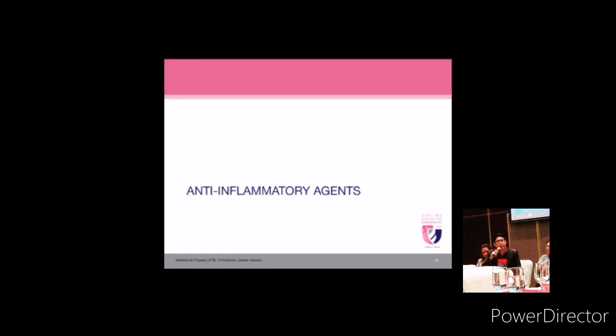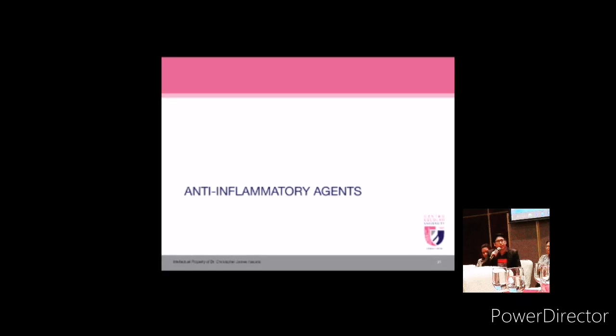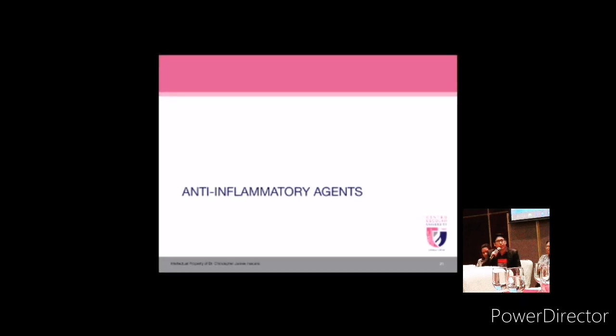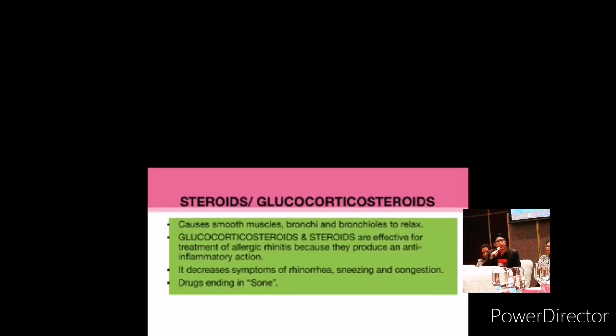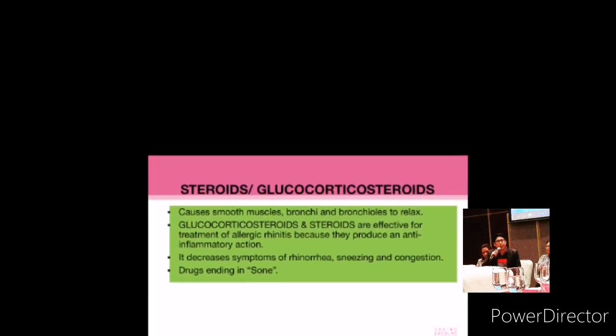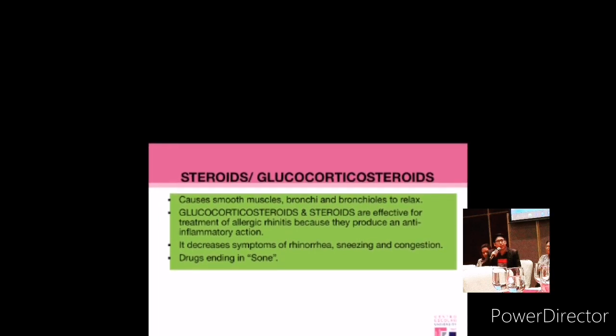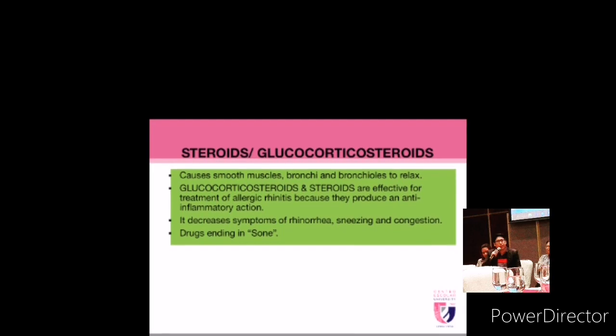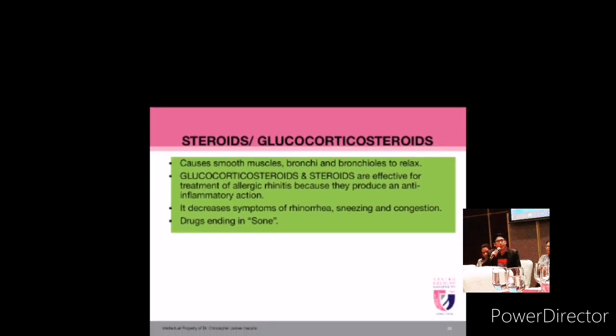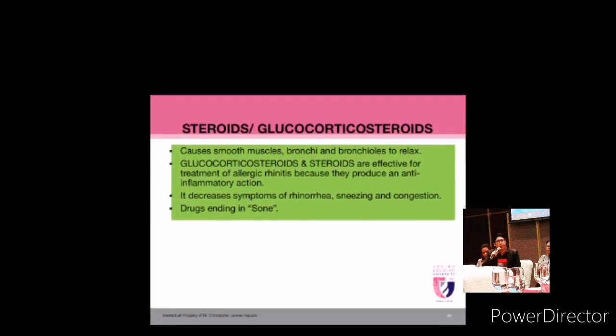The next are anti-inflammatory agents. So, tapos na tayo sa Team Broncos. Let's talk about SLAM or SLM. The first one is your steroids or glucocorticosteroids. They are the ones that cause smooth muscles, bronchi, and bronchioles to relax.